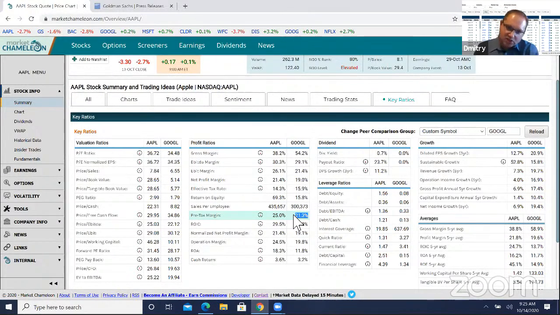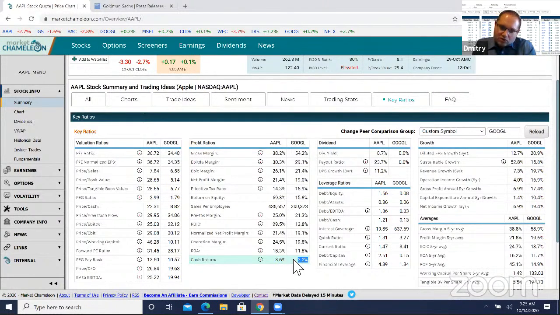So some of these are justifying a little bit of a higher valuation, except this one here, gross margin, right? So that gross margin looks like a very wide spread to me. Operation margin 24.5 versus Google 19.8. Return on assets 18.3, Apple's better, versus 11.8. And then the cash return 30.6 versus 3.2.